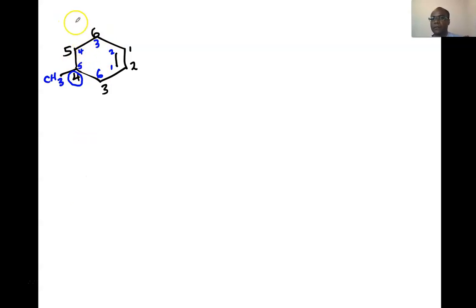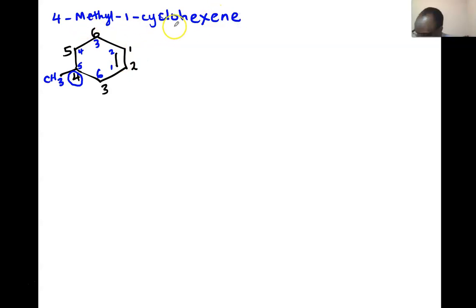So the name of this molecule will be 4-methyl, and then the double bond, of course we are going with the black numbering, 4-methyl-1-cyclo, because it's a ring. The ring has 6 carbons, so we say hex. It's a double bond in there, ene. So it's 4-methyl-1-cyclohexene. Now, what if you are given this molecule to name?